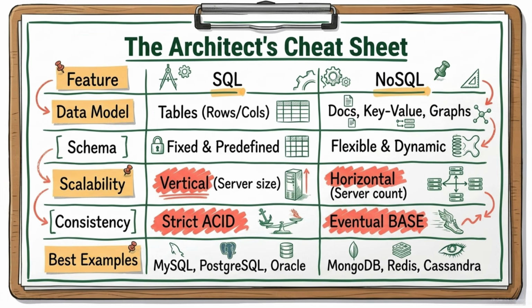The architect's cheat sheet. Here is the complete side-by-side summary. SQL uses tables, a fixed schema, vertical scaling, and strict ACID consistency, best represented by MySQL, PostgreSQL, and Oracle. NoSQL uses documents, key-value pairs or graphs, a flexible dynamic schema, horizontal scaling, and eventual BASE consistency, best represented by MongoDB, Redis, and Cassandra. Save this slide.